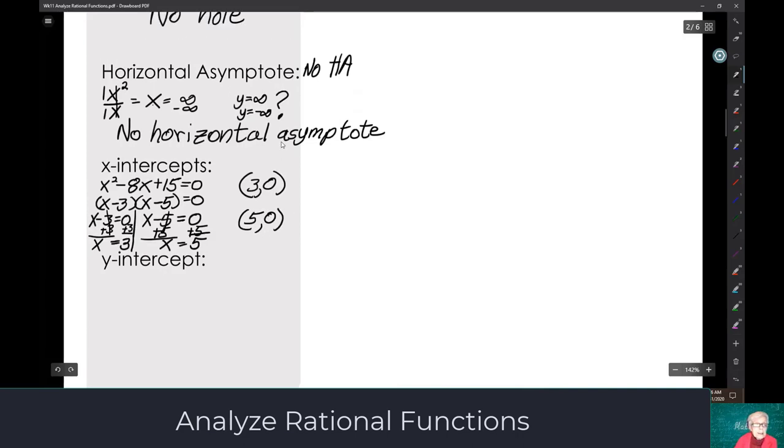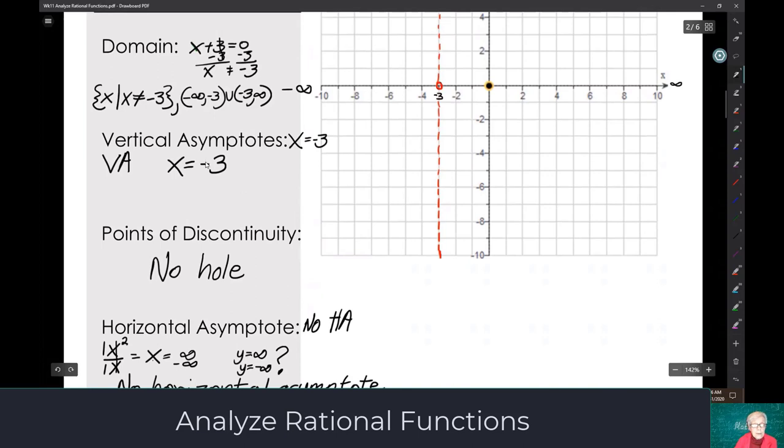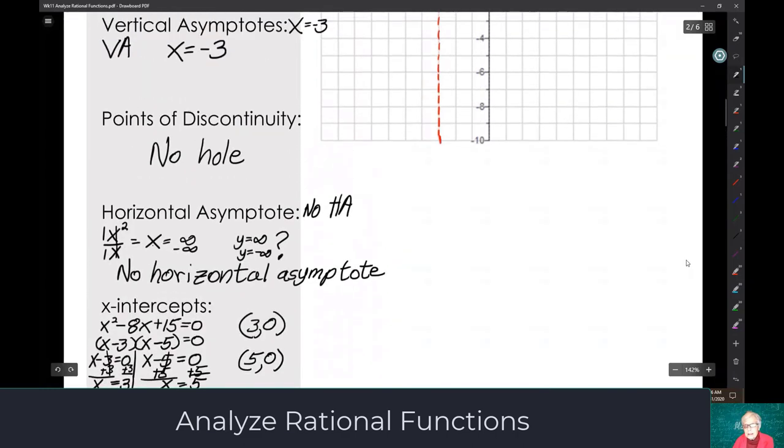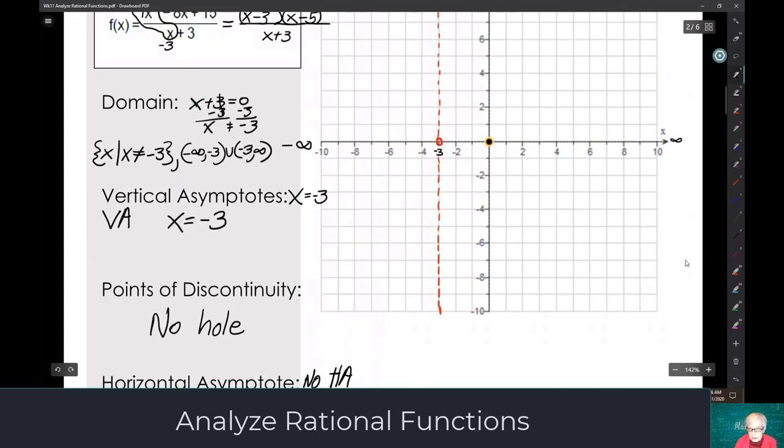Now remember, x could not equal -3, but +3 is okay. It's great. You're going to have 2 x-intercepts, 3 and 5. Okay.